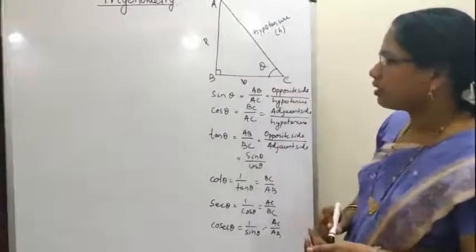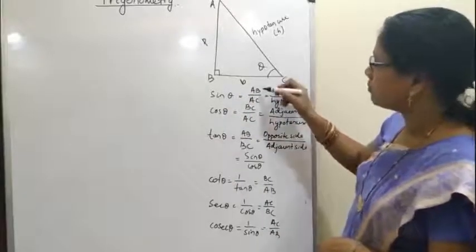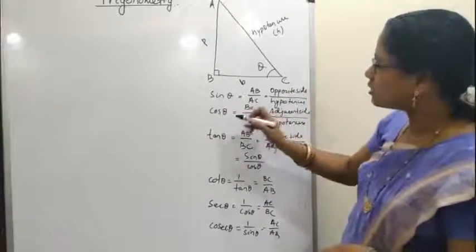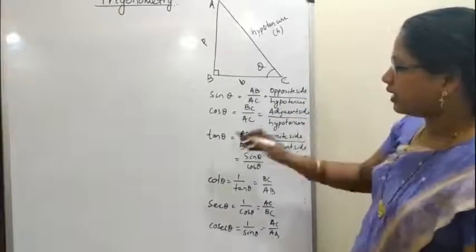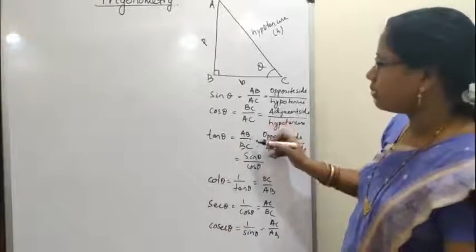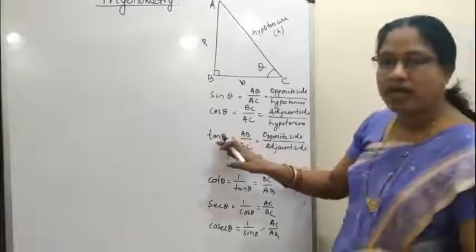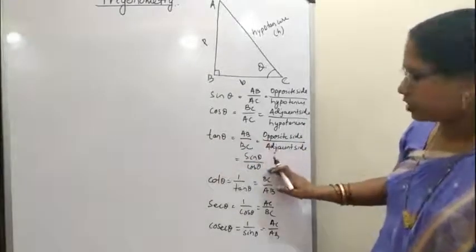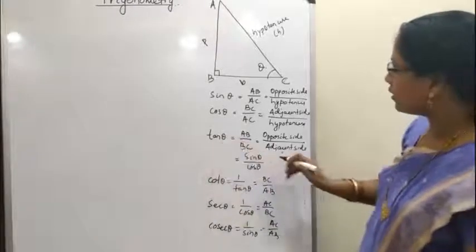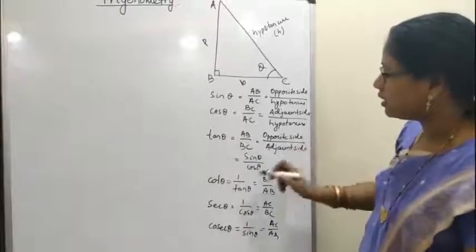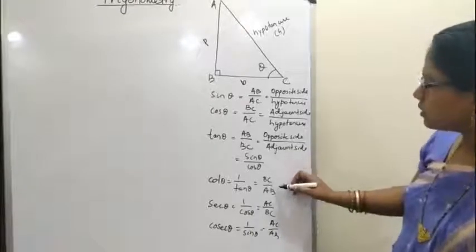Sine theta, all of you know what the sine ratio is: opposite side by hypotenuse, that means AB by AC. Cos theta is BC by AC, that is adjacent side by hypotenuse. Tan theta is equal to AB by BC, that is opposite side by adjacent side, and tan theta is equal to sin theta by cos theta. Cot theta is equal to 1 by tan theta. If tan theta is opposite side by adjacent side, then cot theta will be adjacent side by opposite side, that is equal to BC by AB.